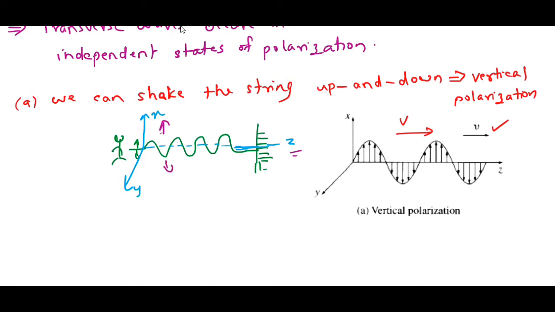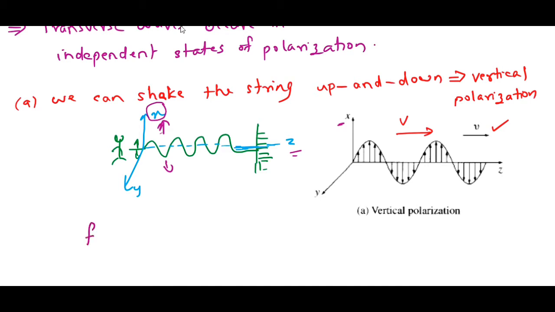This is polarized along this x direction, because the string element, the displacement of the particle, is along the x direction. Therefore, how can we write the expression for a vertically polarized wave?